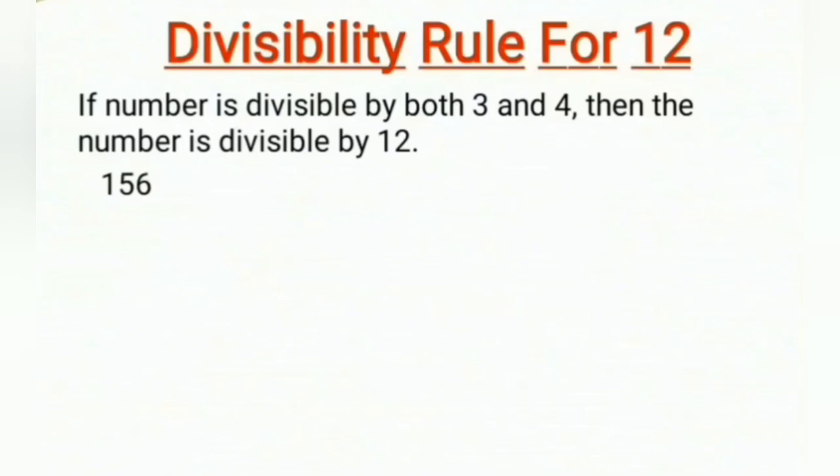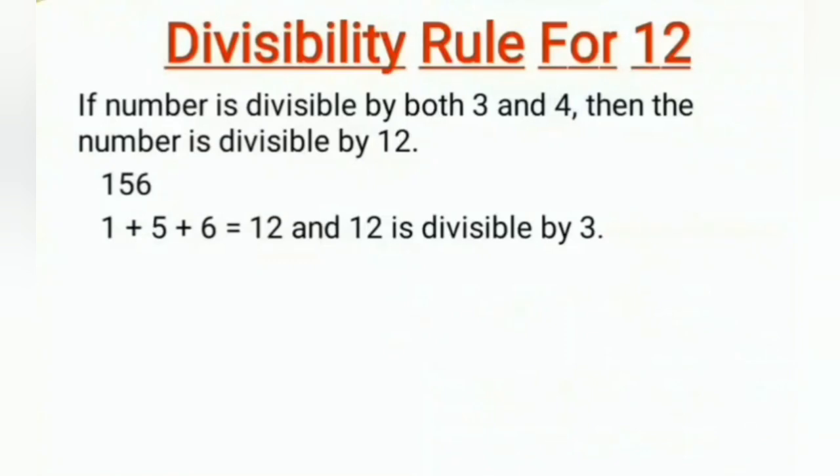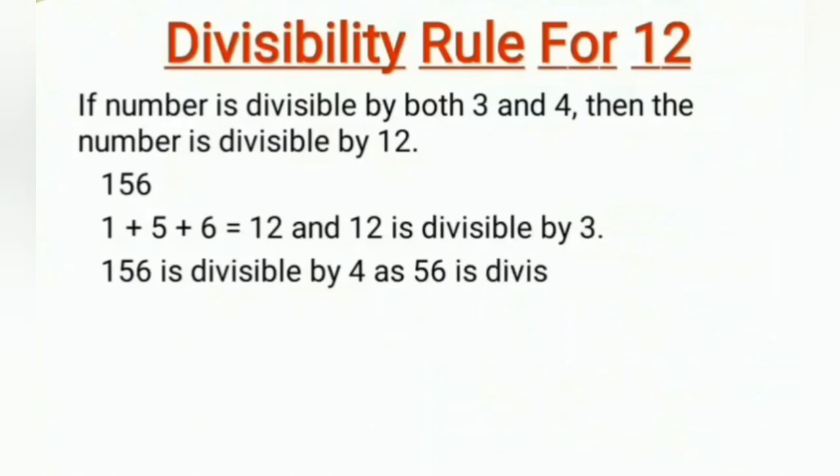156. 156 is divisible by 3, as the sum of the digits is 12 and 12 is divisible by 3. The last two digits of 156 are 56, so it is also divisible by 4. As 156 is divisible by both 3 and 4, it is divisible by 12.